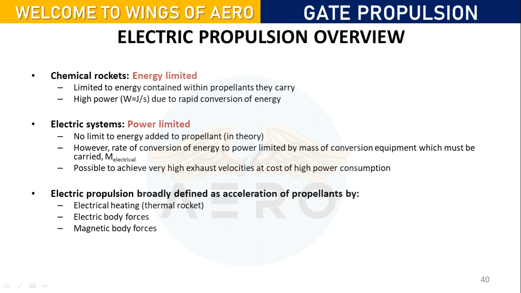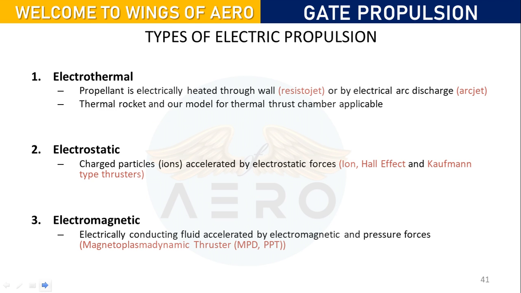Nuclear is not that important, but electrical propulsion is a bit important. They might ask you what the specific impulse is, and they might ask you comparative data of the specific impulse of the different types of electrical propulsion. Basically it has three different types: electrothermal, electrostatic and electromagnetic.